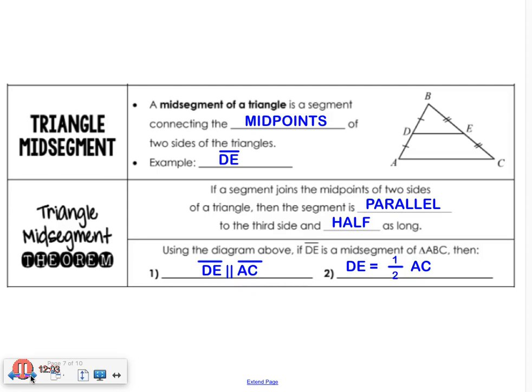And there are two properties that a mid-segment has. It is parallel to the third side, so the side that it doesn't touch. And it's half the length of the side it does not touch. So in our diagram here, DE would be parallel to AC, and DE would be half the length of AC.